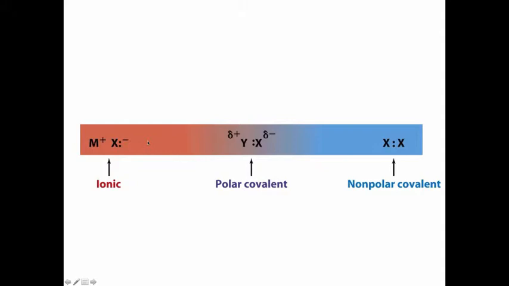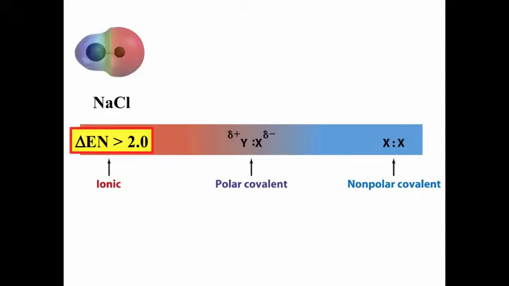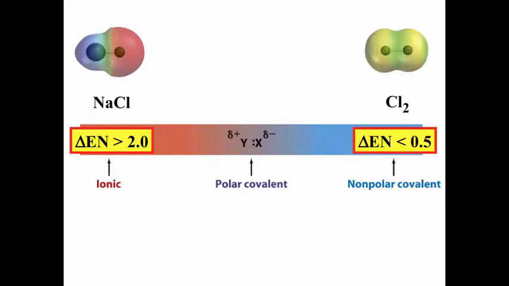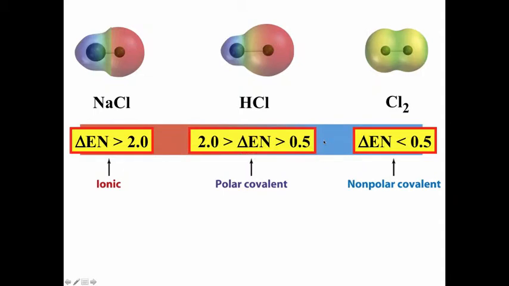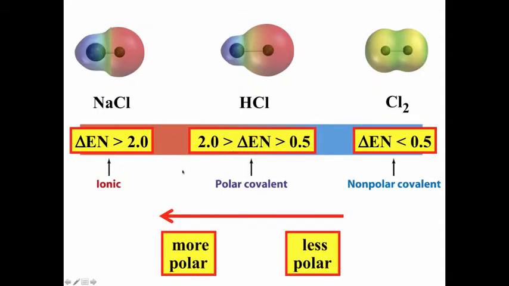Different texts and different people use slightly different places to make the transition. We're going to go with what our text does: 2.0 or above for electronegativity difference being ionic, less than 0.5 being nonpolar, and then in between that being polar covalent. But it's really a continuum, and at this end are more ionic bonds, at this end are more covalent bonds. These would be larger polar covalent, these would be smaller polar covalent, and the general trend is the bigger the electronegativity difference, the more polar the bond, the smaller the electronegativity difference, the less polar the bond.